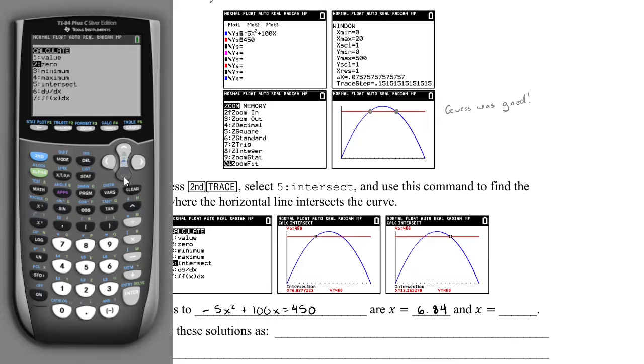Now I'm going to run intersect again from the beginning. Second trace, intersect. First curve, take the default. Second curve, take the default. Guess, I need to move over to the right. And the second point of intersection, looking either at the calculator or at the screenshot, I have x equals 13.16 when I round to 2 decimal places. And again, if I weren't dealing with money, I'd need a rounding instruction. I am dealing with money, so I know I want 2 decimal places.